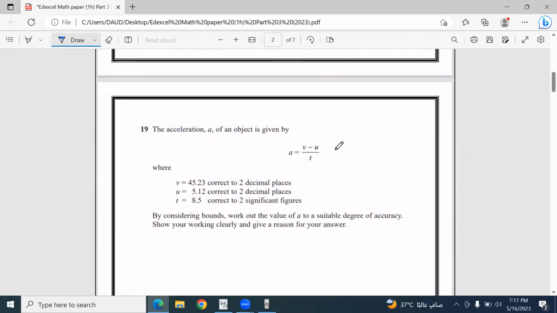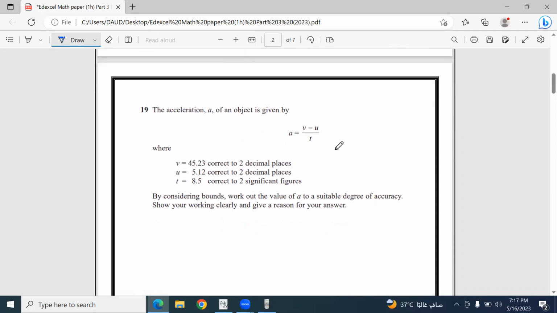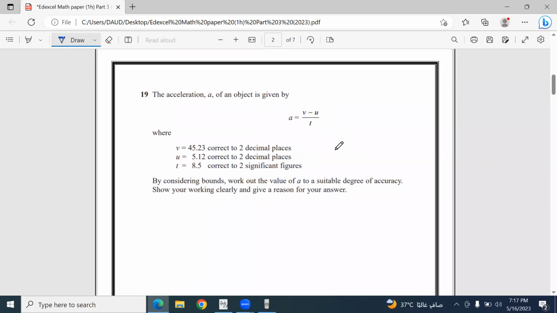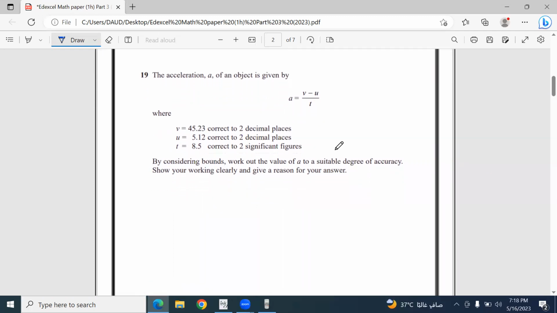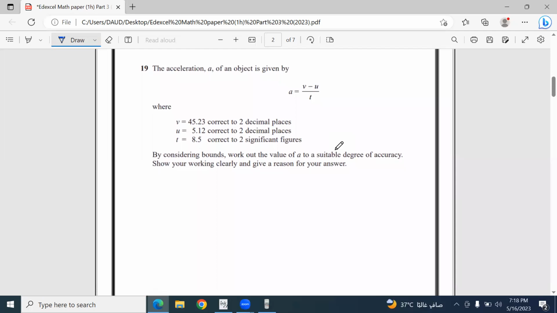Next, question number 19. In 19, they talk about the acceleration a of an object. They mention the equation a is equal to v minus u over t. Rate of change of velocity with respect to time is called acceleration. So here we are looking for the upper bound and lower bound, given the degree of accuracy. The values of v, u, t are given, and they mention the degree of accuracy.